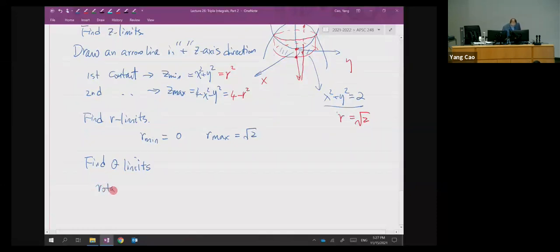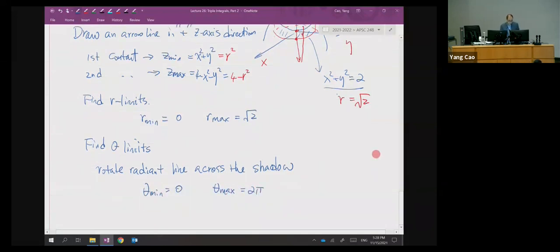So rotate this reading line across the shadow. Then you find theta min is 0 and theta max is 2 pi. This is basically the end of your limits for all 3 variables.